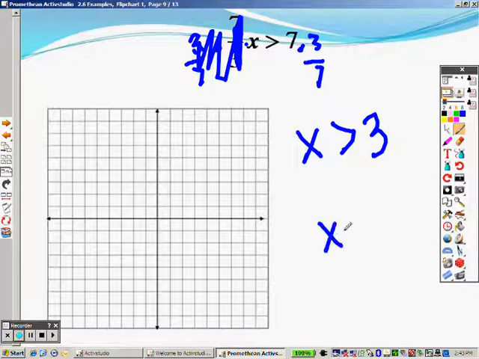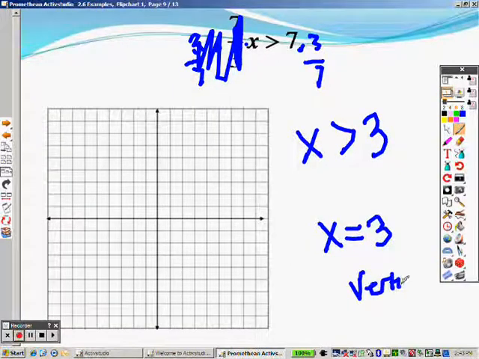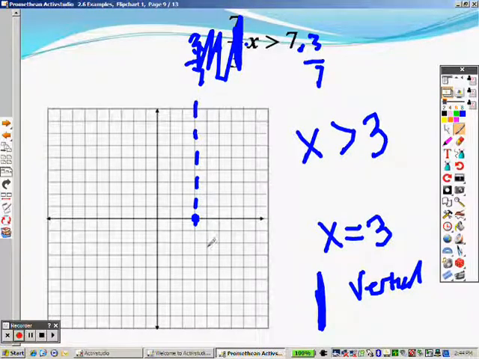Well, whenever you have x equals a number, that means you have a vertical line. Vertical, for those of you who don't remember, straight up and down. So I go to 3, which is right here, and draw a vertical line. However, because it is a greater than sign, I need to draw a dotted line. So there's my dotted line.